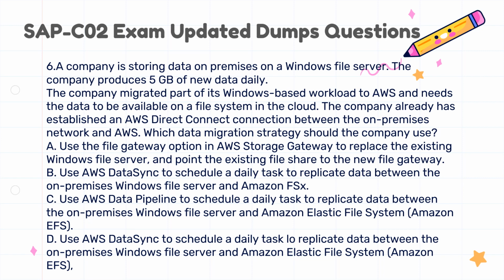C. Use AWS Data Pipeline to schedule a daily task to replicate data between the on-premises Windows file server and Amazon Elastic File System, Amazon EFS. D. Use AWS DataSync to schedule a daily task to replicate data between the on-premises Windows file server and Amazon Elastic File System, Amazon EFS.